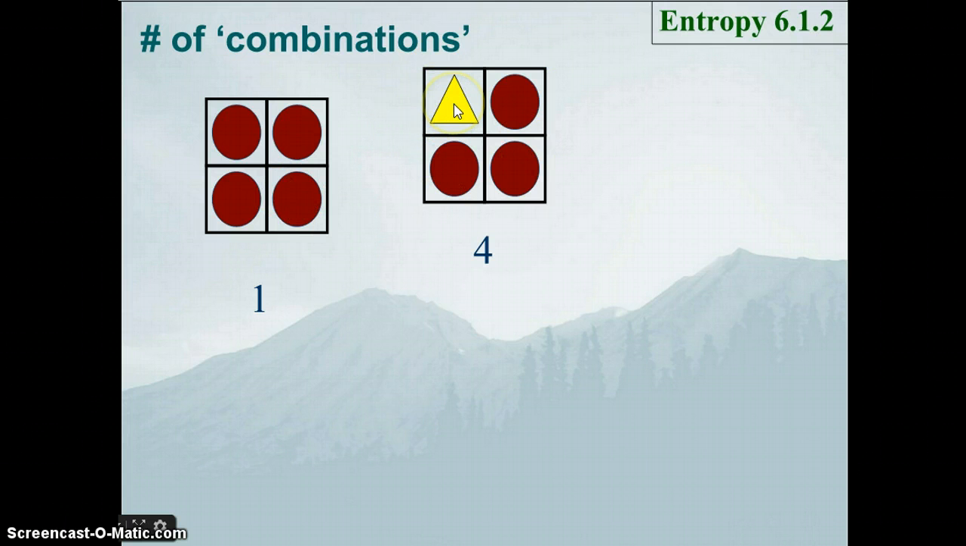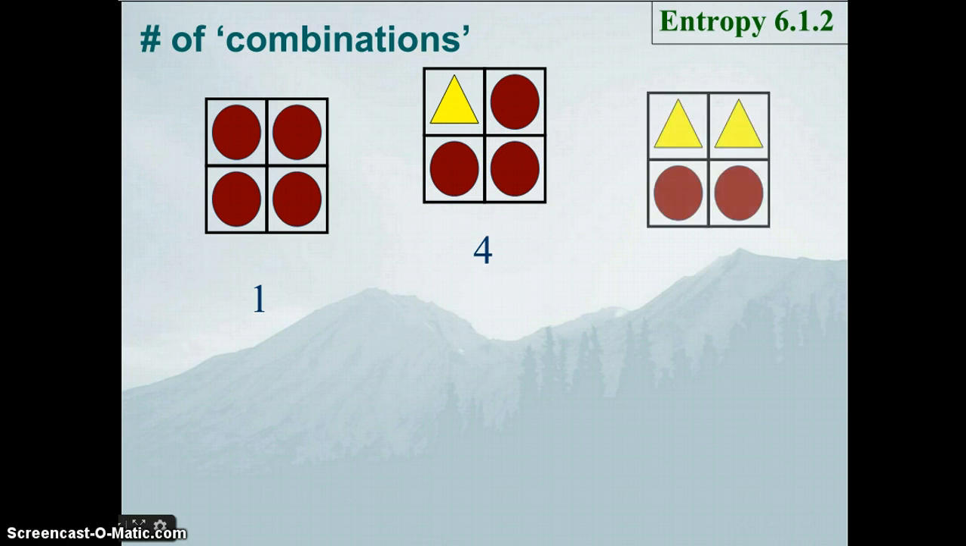So the triangle could be in the upper left-hand one, it could be the upper right-hand one, it could be here, or it could be here. And if I have 4 boxes, but I have 2 triangles and 2 red circles, then I actually have 6 combinations, because I could have the triangles in this position, or here and here, or there and there, or above and below.